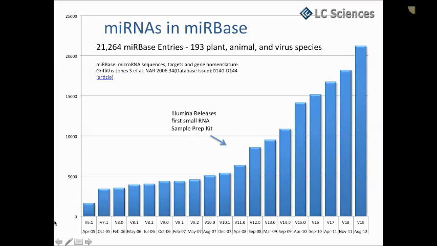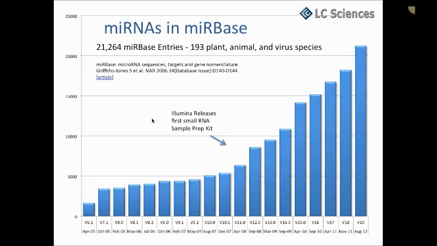We left out version 1, but it basically starts in 2005 with version 6 and goes all the way to the latest version 19, which was released in August of last year. As mentioned, there are more than 21,000 miRBase entries. These are the precursor molecules, and as mentioned, there are more than 25,000 mature molecules, covering more than 190 species.